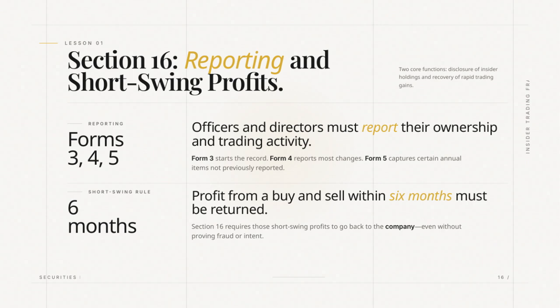Now, turning to the short-swing rule, it mandates that any profit earned from buying and selling the company's stock within 6 months must be returned to the company. This rule is unique because it applies regardless of whether there was any fraudulent intent. The goal is to prevent insiders from unfairly profiting from rapid trades based on non-public information. Overall, these securities rules under Section 16 are designed to promote fairness and integrity in the market by requiring timely disclosure and deterring short-term speculative gains by insiders.